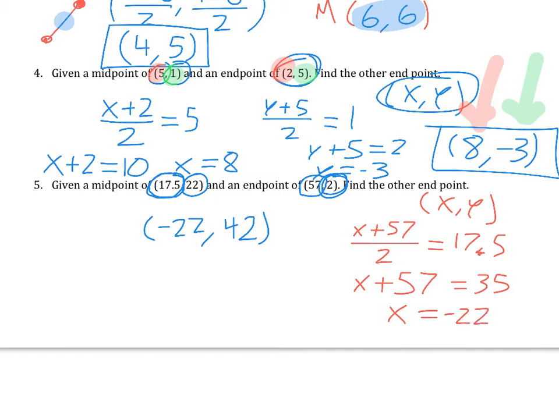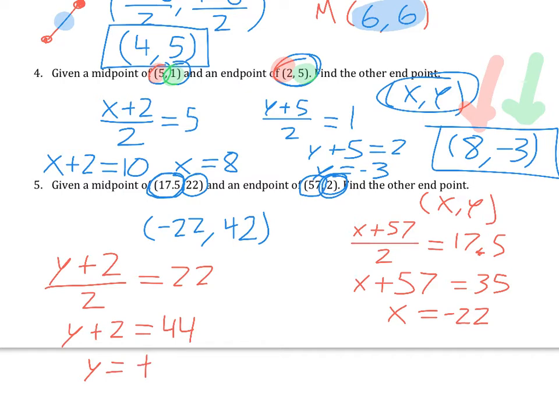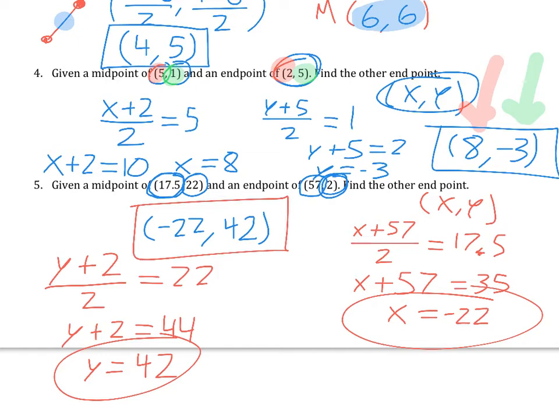Alright, let's do the y's. We know that y plus 2 divided by 2 has to equal 22. Multiply by 2. So y plus 2 equals 44, and subtract 2. And these answers match the answer we got earlier.